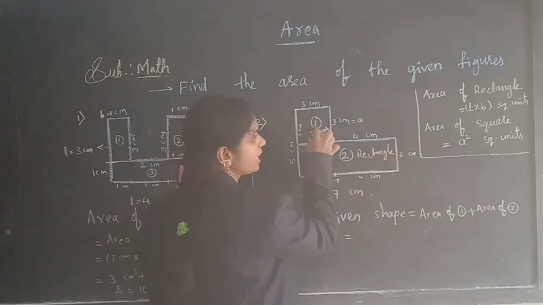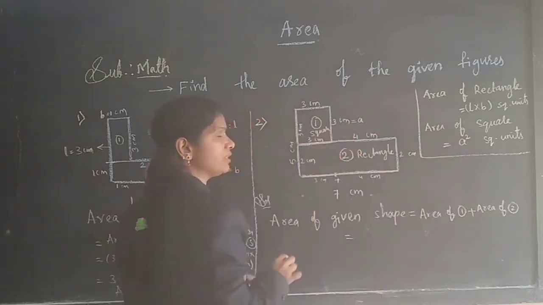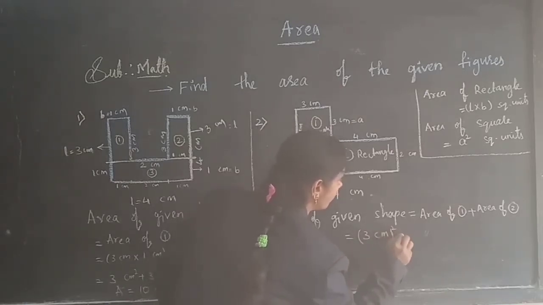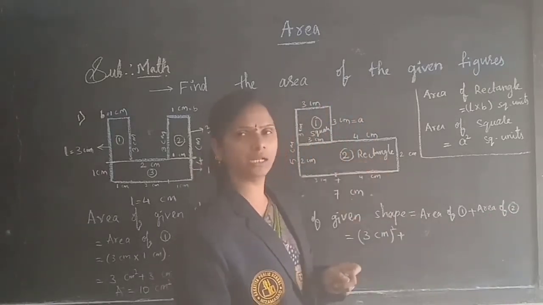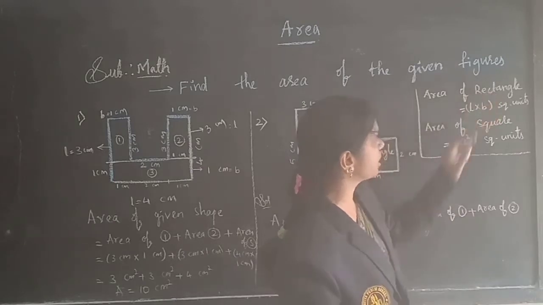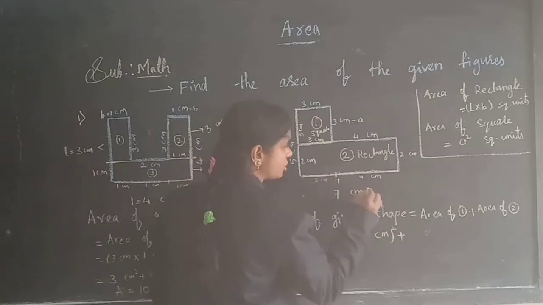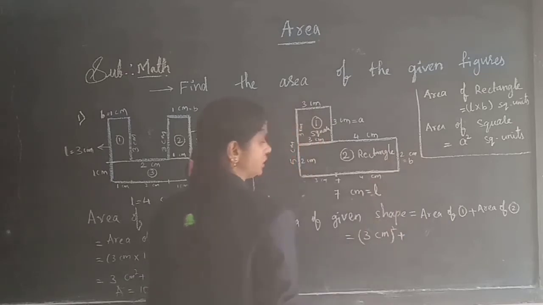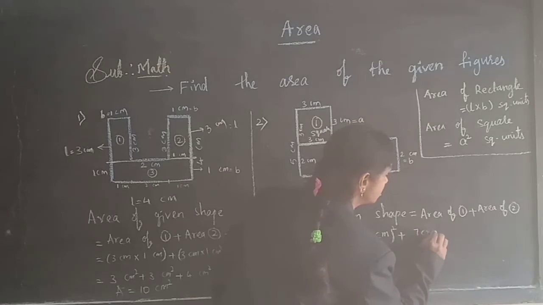So the area of the first shape, a square shape, is A squared, children. The value of A is given in the figure as 3. So 3 centimeters whole squared, plus the area of shape 2. Shape 2 is a rectangle, children. So the area of the second shape is length into breadth. What is the length in this figure? This will be the length, nothing but 7 centimeters, and this will be the breadth, nothing but 2 centimeters. Means 7 centimeters into 2 centimeters.